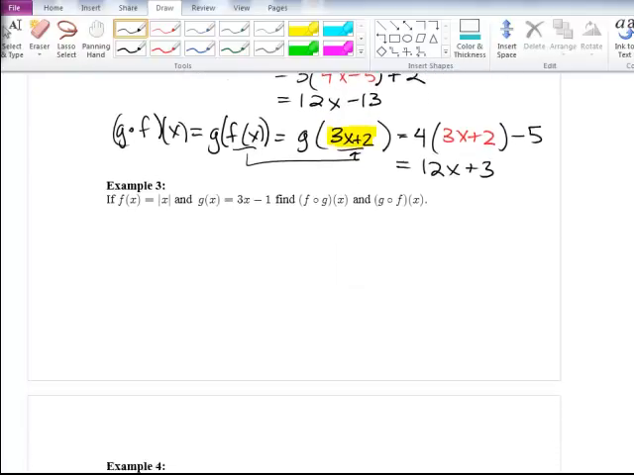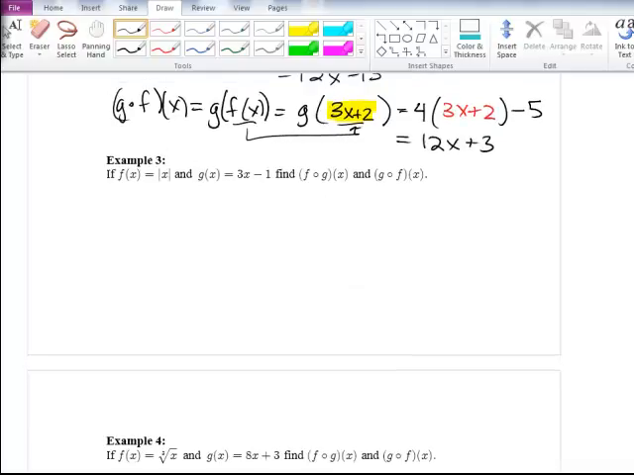Alright, if you haven't already, why don't you pause the video and try a couple of these on your own, and then see if you get the same thing I do. New functions: absolute value of x and 3x minus 1. F circle g we'll look at first.